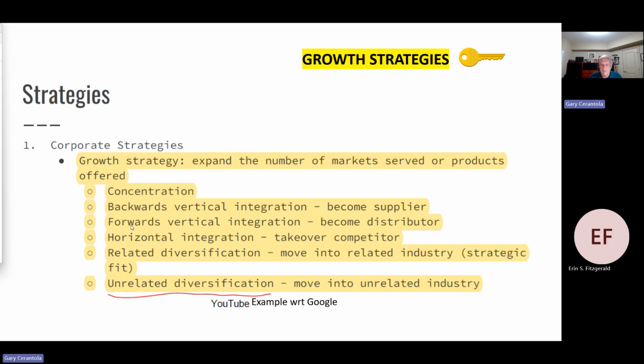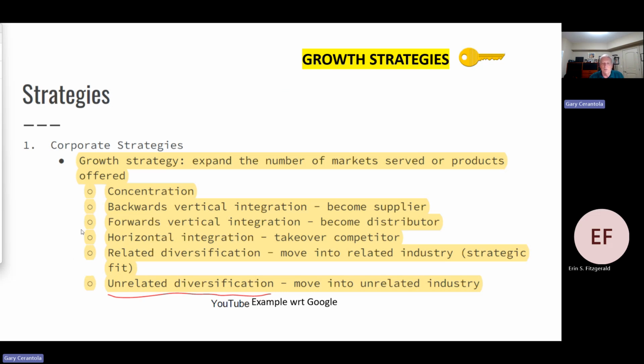in terms of forward vertical integration, and then related diversification. So here we have different competitors that have the same kind of distribution, so that there's an orange juice producer. So we may buy an orange juice producer, and that's related diversification, because we can sell that orange juice through our actual distributor to all these retail operations. So that's just the related diversification.